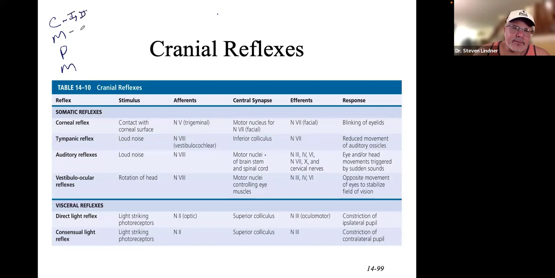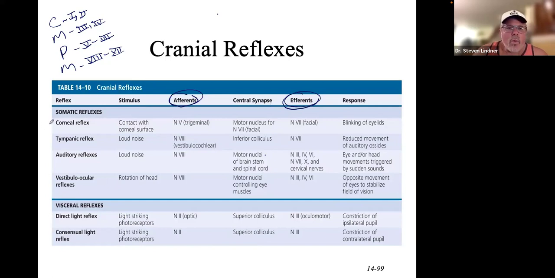And then the midbrain was cranial nerves 3 and 4. And then the pons was cranial nerves 5 through 7. And then the medulla was cranial nerves 8 through 12. So let's just look at some of the cranial reflexes. When we talk about a reflex, there's always going to be a sensory and a motor component to it.